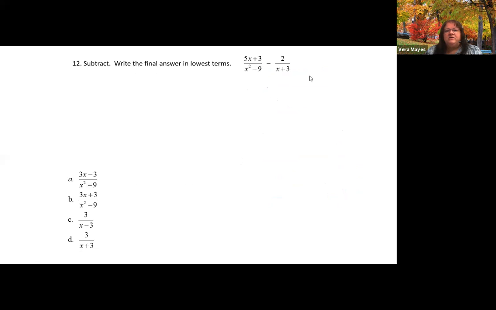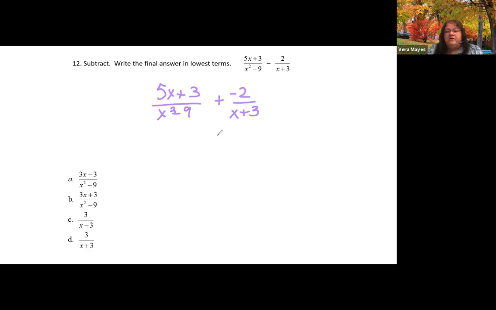All right, so this one says, write the final answer in lowest terms. So we know they want us to reduce at the end. Okay. So I'm going to write this 5x plus 3. Okay. Oh, there's that minus. I'm going to go ahead and slide that minus up with the 2.